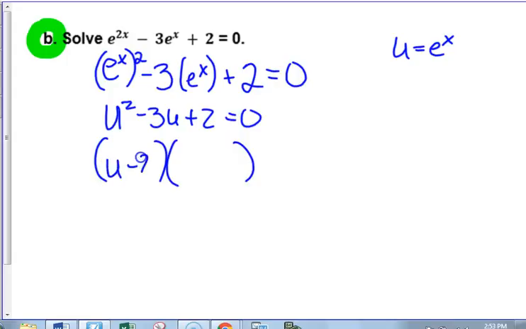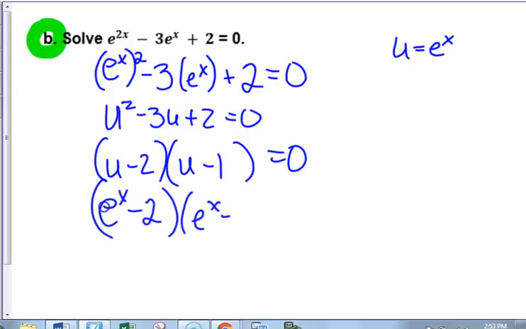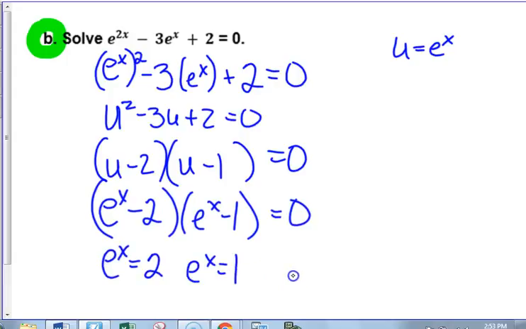U minus 2, u minus 1. Okay, but what is u really? At some point, we need to substitute it back in that this is really e to the x. All right, so now if I solve each of those, I get e to the x equals 2 or e to the x equals 1. Guess what? We still don't know what x is. Yeah, we need to do the log of both sides.